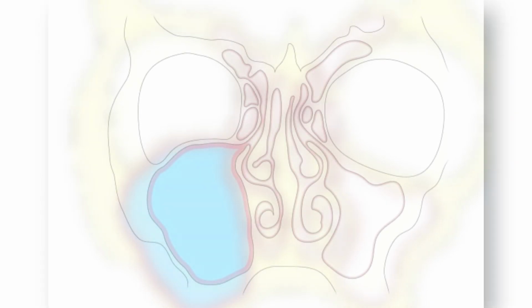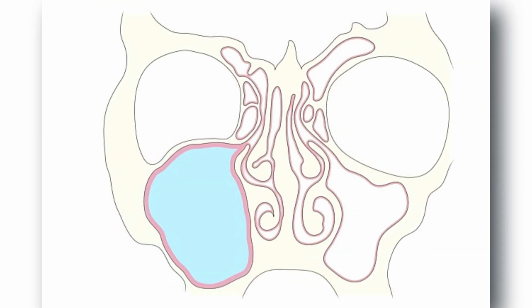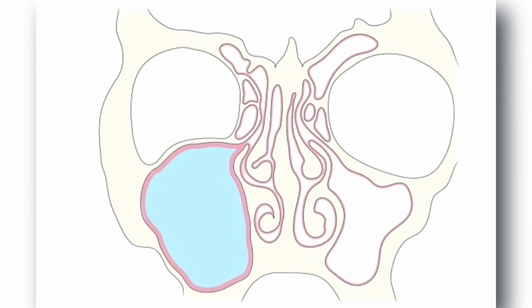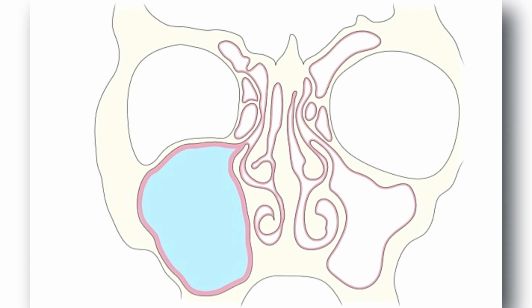Mucoceles happen when the drainage opening of a sinus gets blocked. This can occur due to inflammation, trauma, previous surgery, or tumors. As the mucus builds up, it slowly expands a sinus and causes pressure on nearby structures.